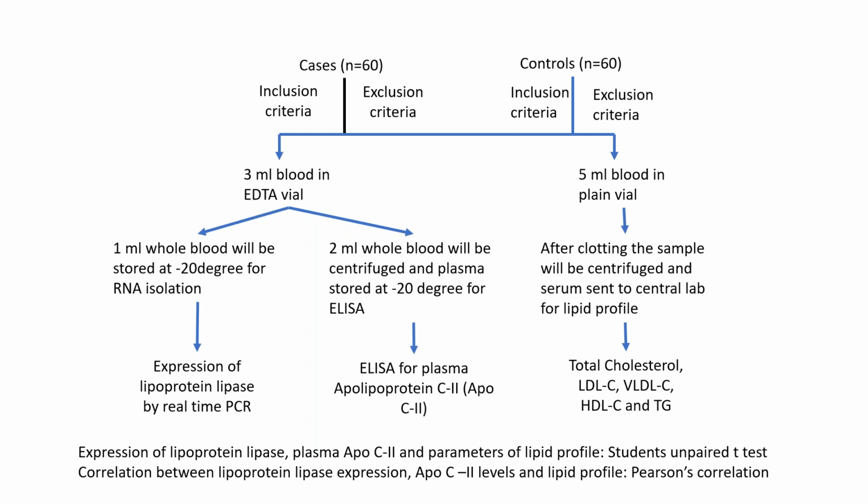You have to be very clear and write that this parameter and this parameter I will compare by using Student's unpaired t-test or this test. So you'll have a statistical section separately, I think.